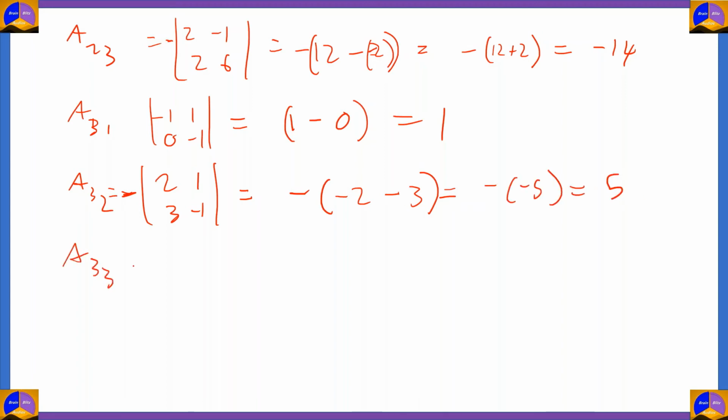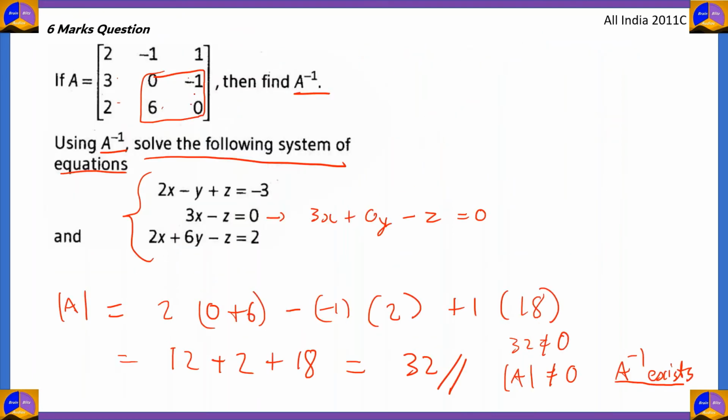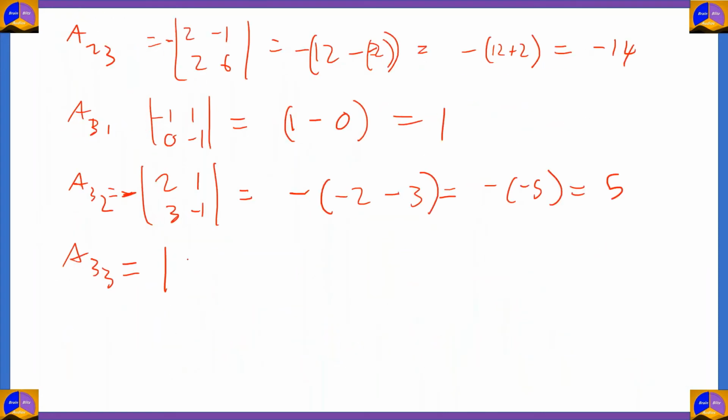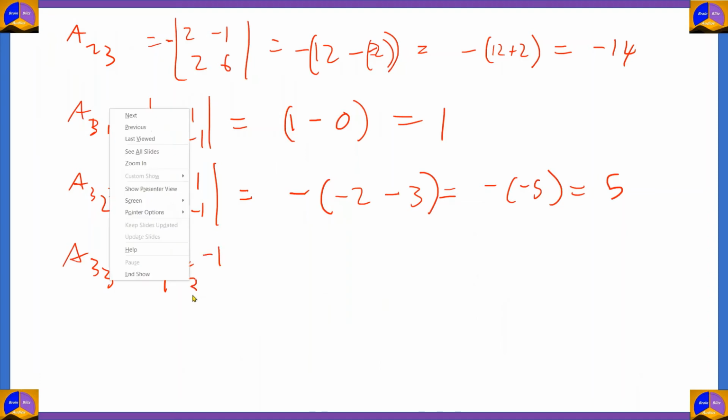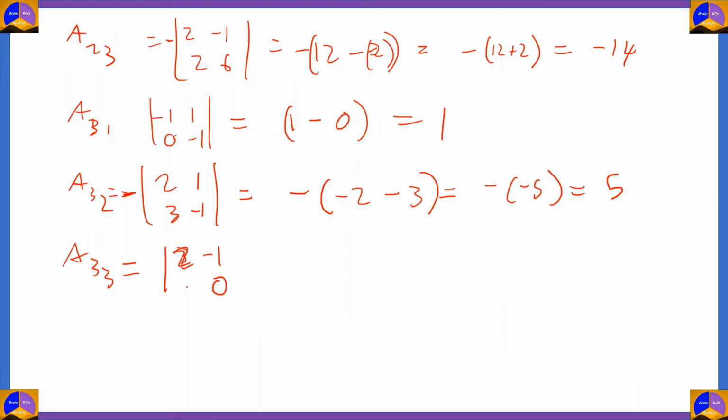And then A33. That'll be equal to third row, third column. So 2 minus 1, 3, 0 inside the determinant. 2 minus 1, 3, 0.